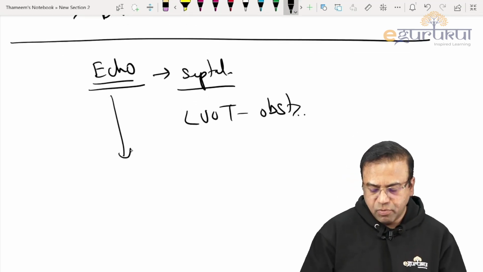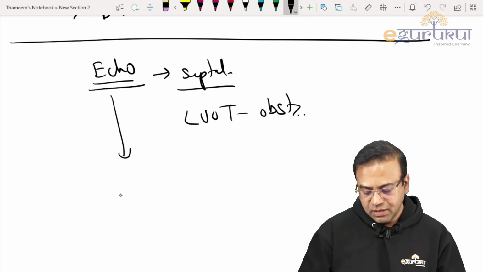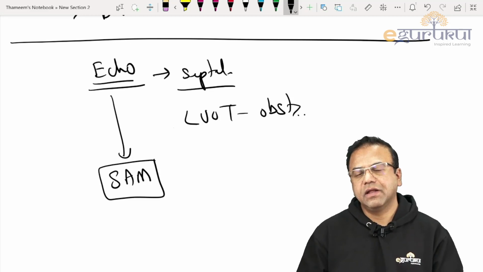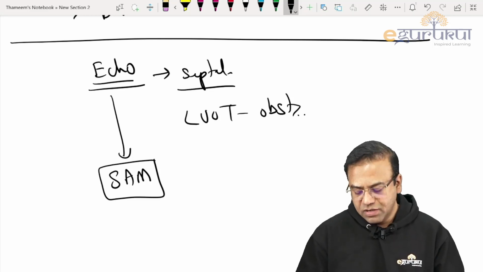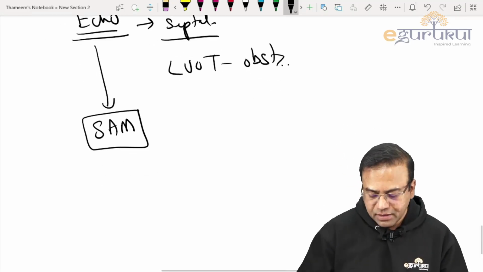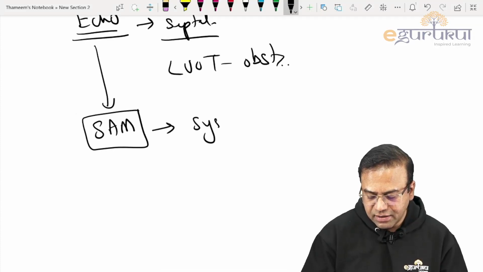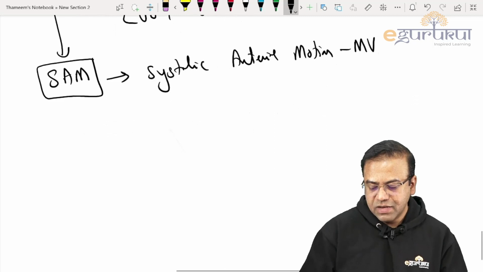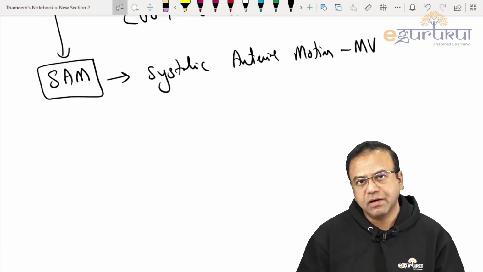But the most important point, and this is what they ask in our exam, is a very classical finding called SAM. This is the main thing that they ask, and you should be aware of this. What is this SAM in echocardiogram? The SAM is systolic anterior motion of mitral valve. Why is this systolic anterior motion of mitral valve occurring?